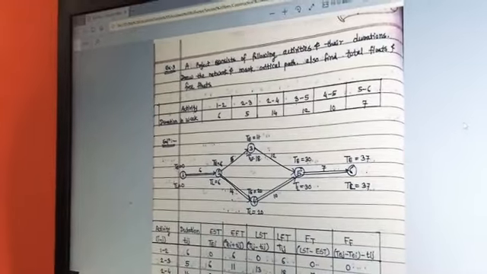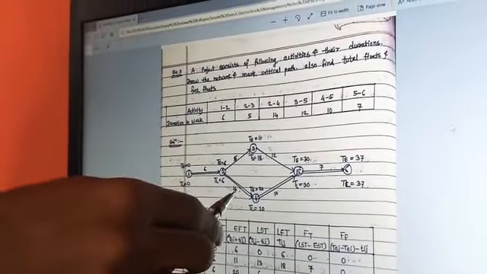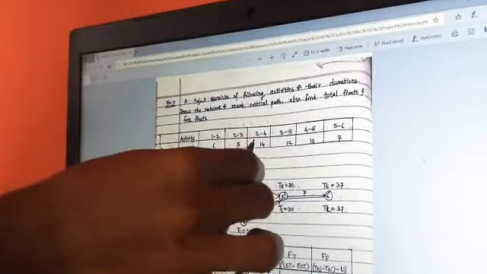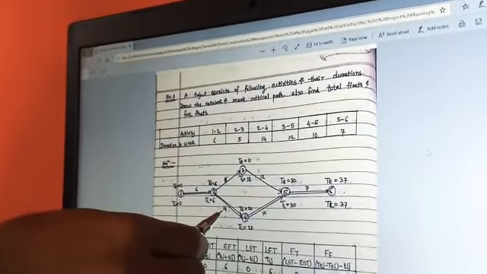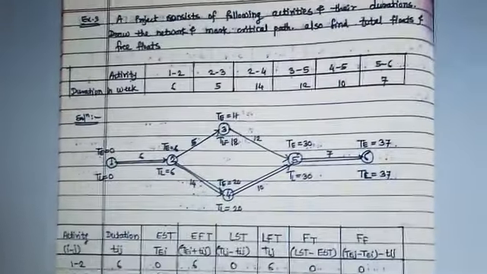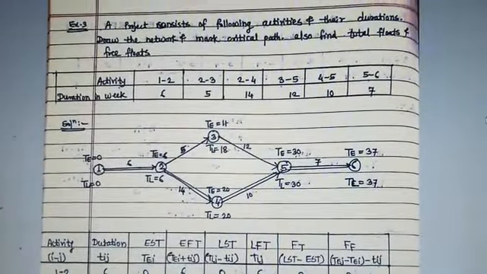But here we should not forget to mention the duration. What is the duration for activity 2 to 4? That is 14. The same 14 I have represented here. I hope I am making things very clear. So now let us go for the next one, the fourth.